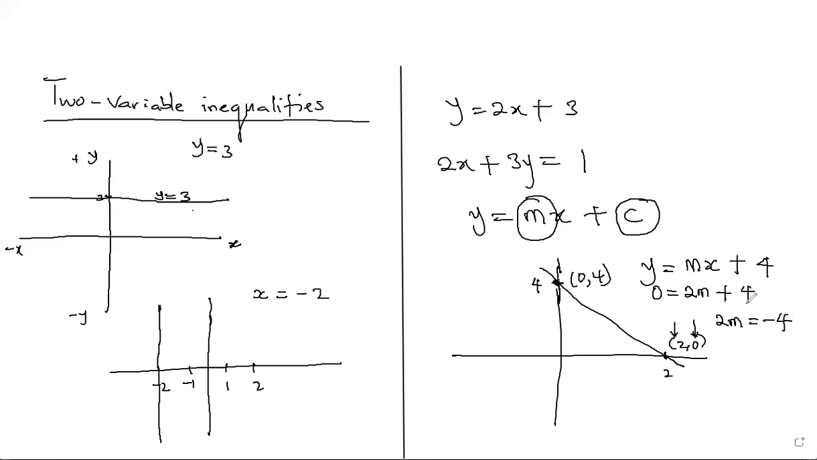Then from here, I can get the value of m. 2m will be -4. If you move 4 to the other side, it becomes -4. Then divide this by 2. Then m will be -2. So I can write the equation of the line as y equals, I will just replace m with -2 here. So it will be -2x plus 4. If I want, I can move everything to the other side. I can write it as y plus 2x equals 4, anyhow you want it. So this is the equation of the line.